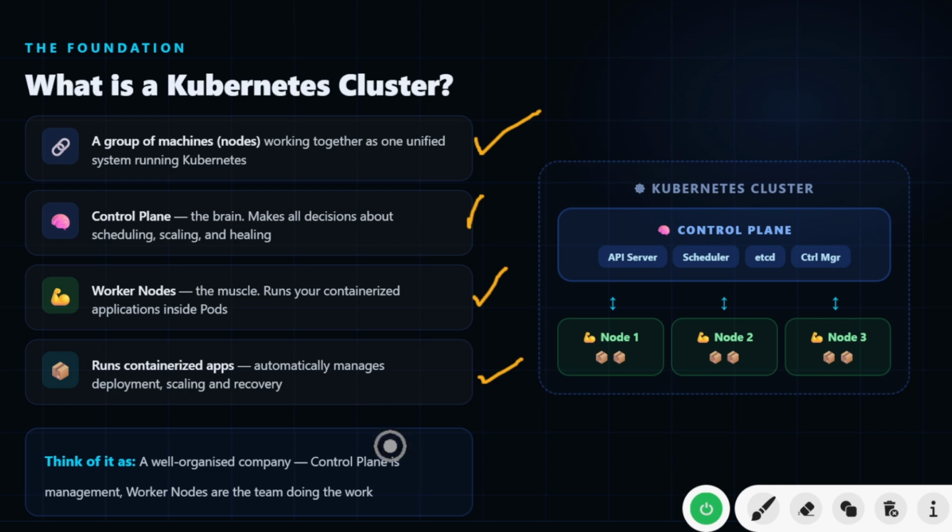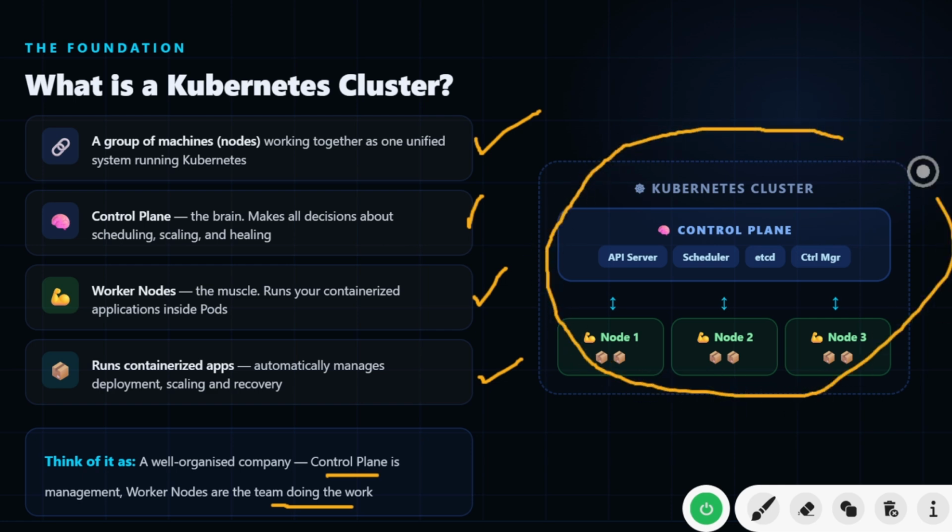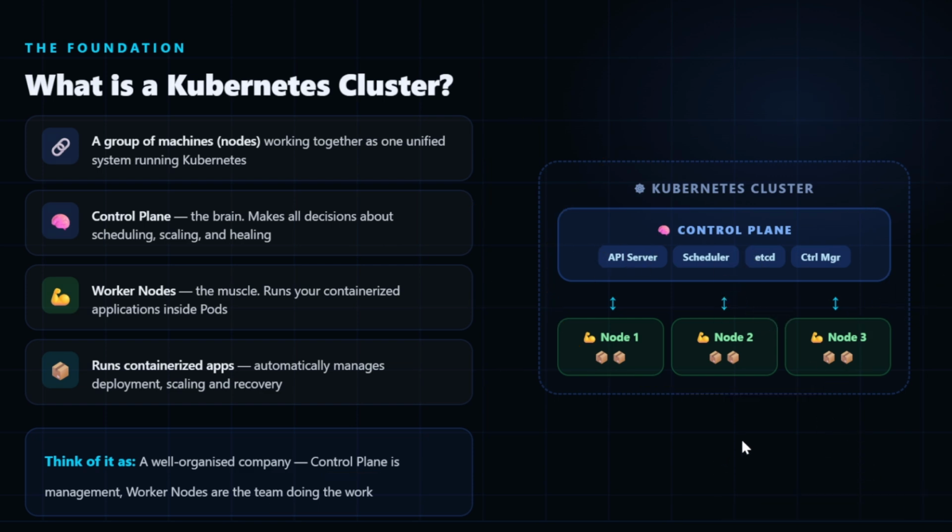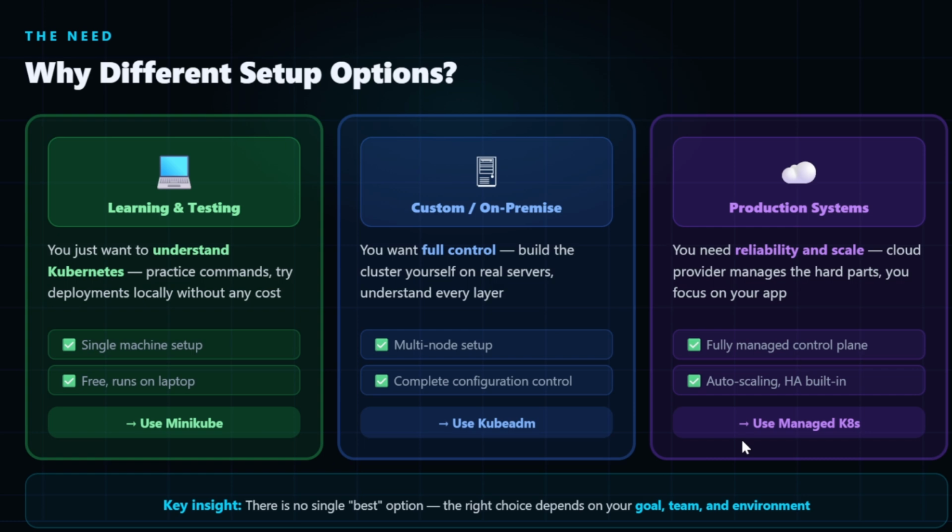You can think of it with a non-technical example, like a well-organized company. Here the control plane is the management, and the worker nodes are the team doing the work, basically the staff. And here is the architecture diagram of a Kubernetes cluster. We have a control plane and the worker nodes, and within the control plane these are the components. Just giving an overview of the cluster. Now let us see the different options to set up a Kubernetes cluster.